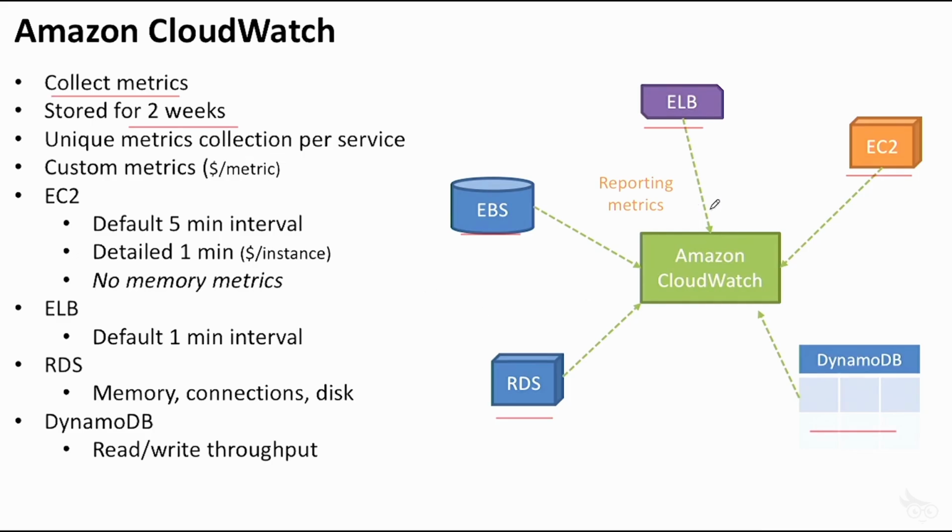Now, each particular service, such as EC2, ELB, Amazon Elastic Block Store, RDS, so on and so forth, will get its own unique collection of metrics. We do have the ability to publish custom metrics to Amazon CloudWatch, and of course, by doing so, we will pay a certain fee per metric.